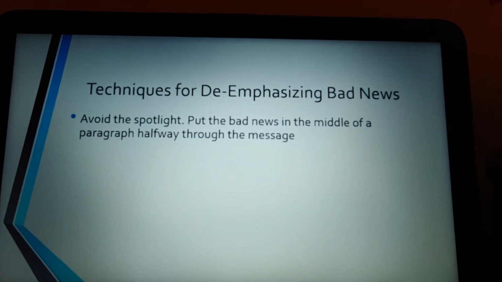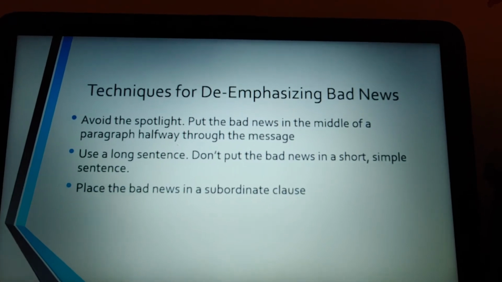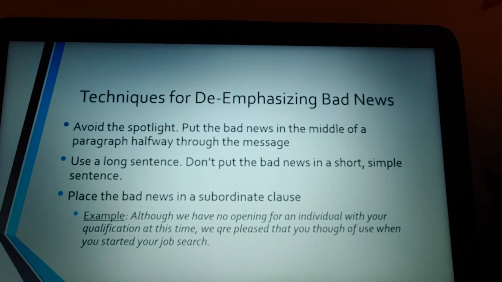You can de-emphasize bad news by avoiding the spotlight. You can use long sentences. You can place the bad news in a subordinate clause, such as the example shown there.